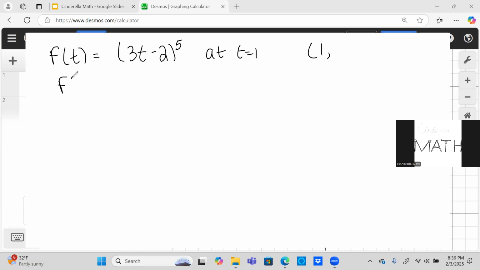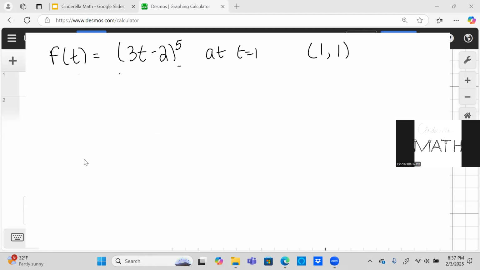So let's do the function at 1. That would be (3 times 1 minus 2) to the fifth. So that's (3 minus 2) to the fifth. So that's 1 to the fifth, which is 1. Okay, so there's our point. And now we don't need that work anymore. Of course, you could have done that through a calculator or even in your head.